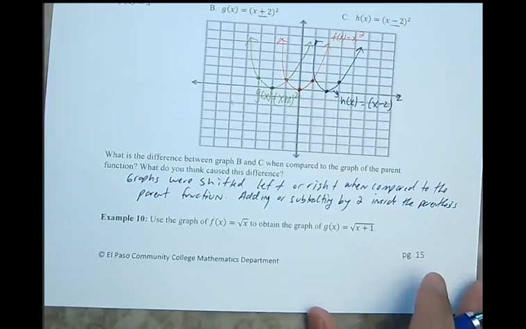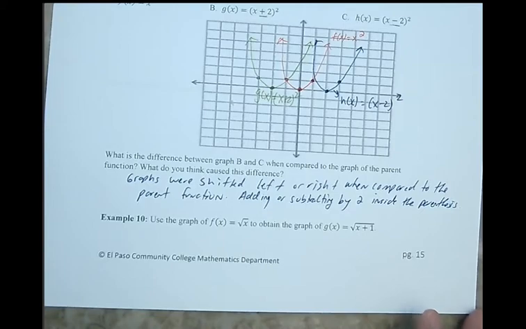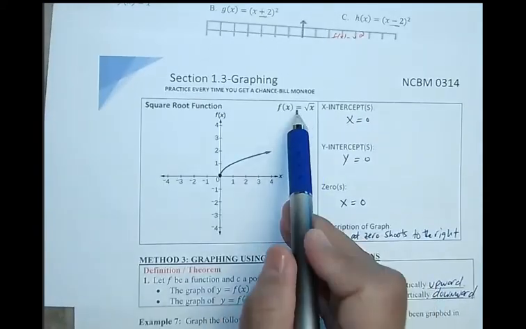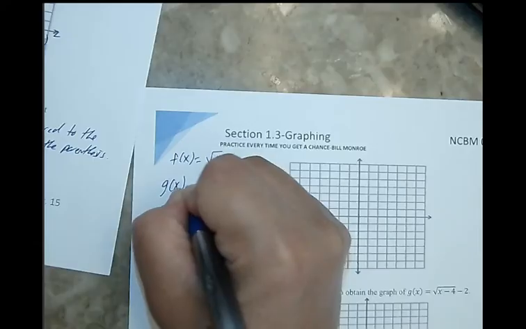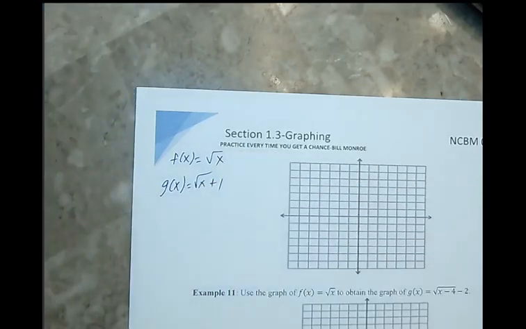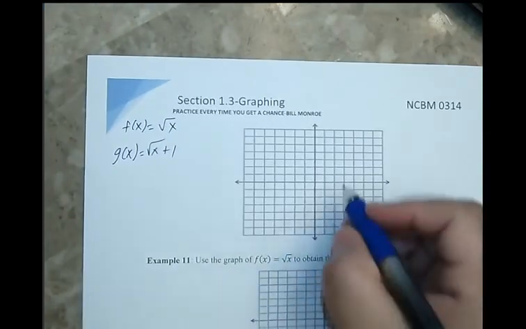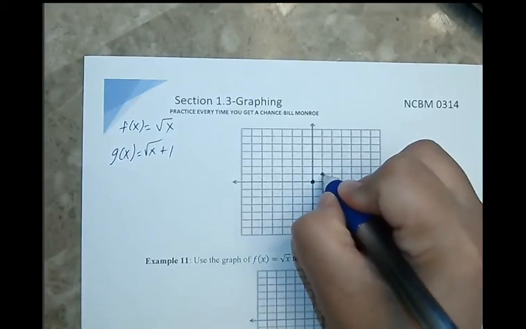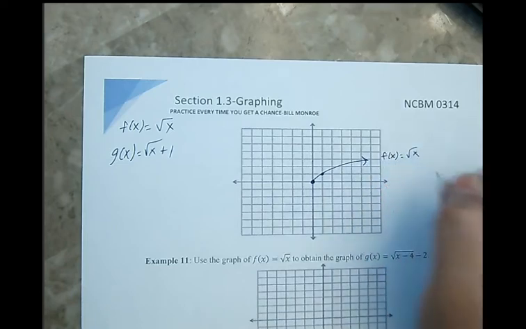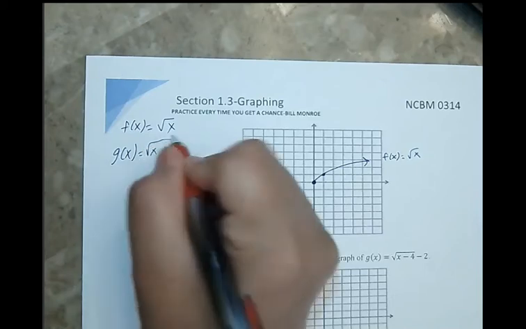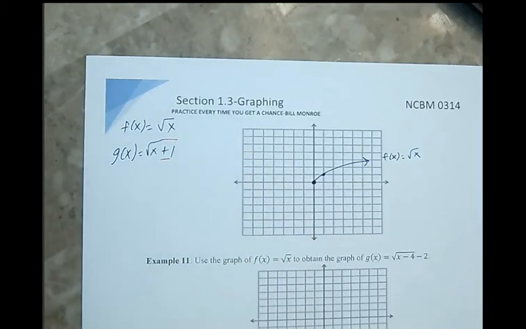It says use the graph of f of x equals square root of x to obtain the graph of g of x equals square root of x plus 1. And so first we want to identify the parent function, which is the square root of x. So the graph is going to look like this. So first we'll graph the f of x. And so that's the parent function, just looks like this. So this is f of x. And g of x, you can see here that you're adding a 1, and you're adding a 1 inside of the square root. So that's going to cause the graph to move to the left 1 unit.